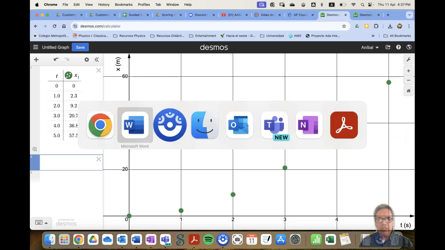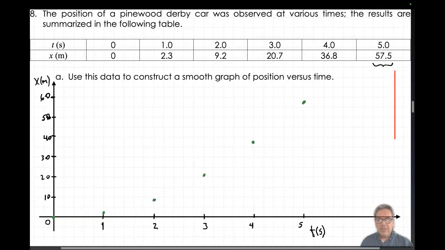So how then do we take this series of dots and construct a smooth graph? Basically, you have to draw freehand, no ruler. You draw a curve that is as smooth as possible and that is trying to pass through all of the data available.